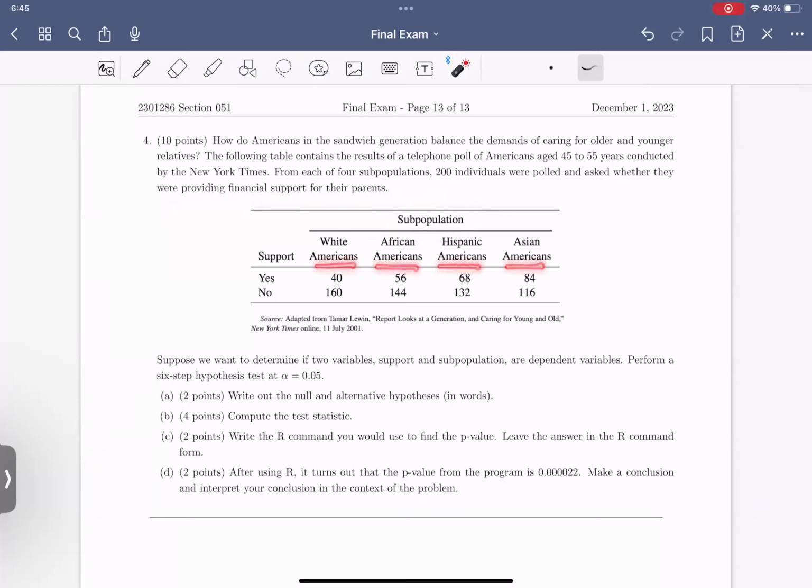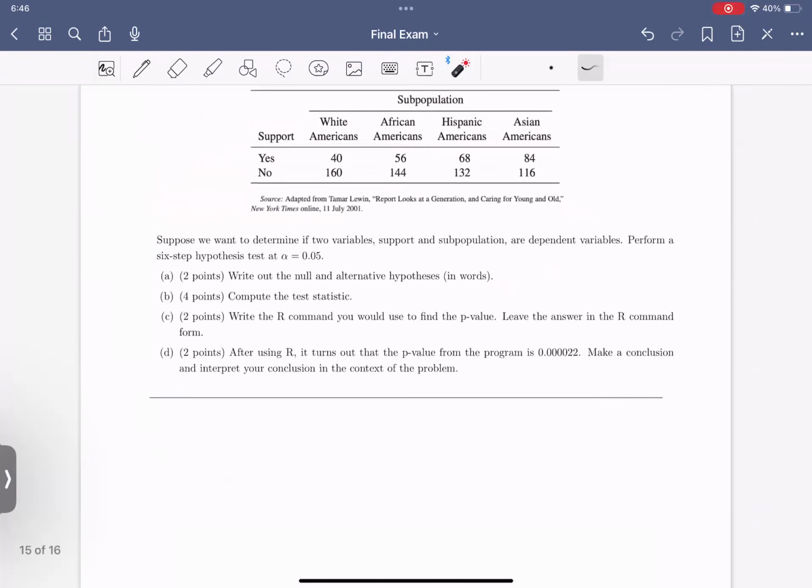We have four subpopulations. Each category you have 200 people, right? 200 individuals. So in total you have 800. And then they asked whether they were providing financial support for their parents. So they have two groups of support. The answer on the support question is yes or no. So you have two categorical variables now, subpopulation and support. Okay. So suppose we want to determine if the two variables, support and subpopulation, are dependent, perform a 6-step hypothesis test at alpha equal to 0.05. Okay. All right, let's go.